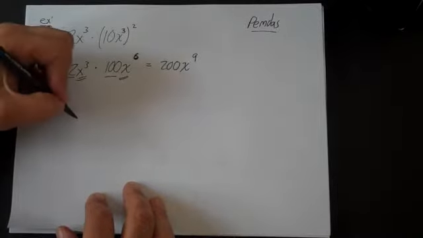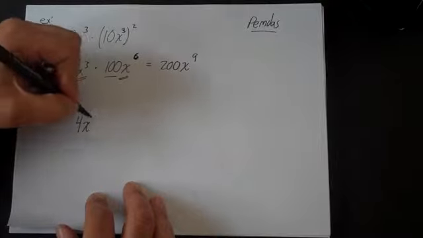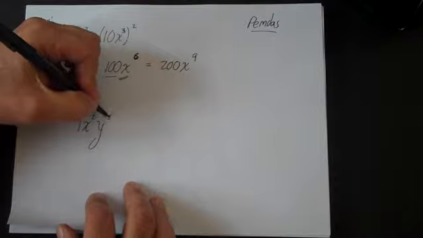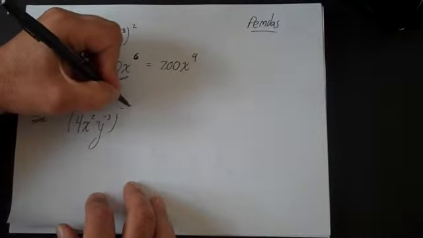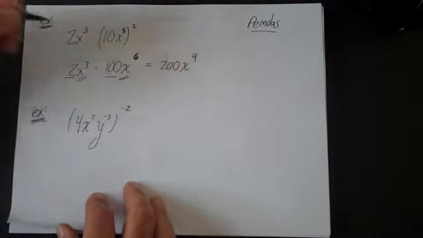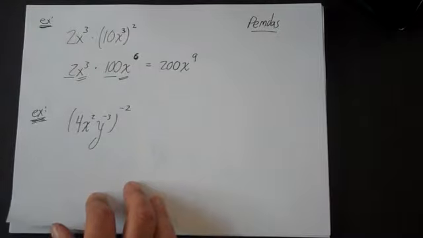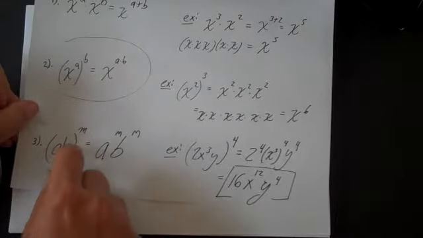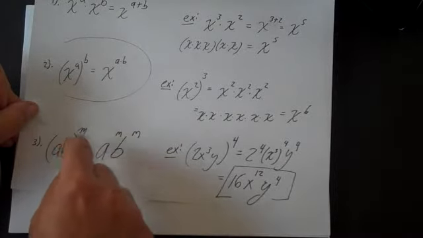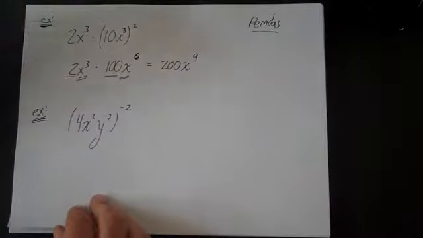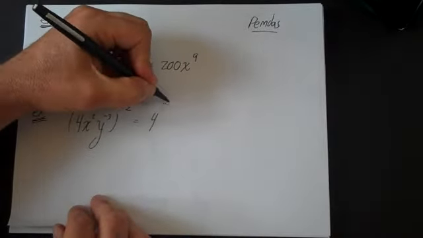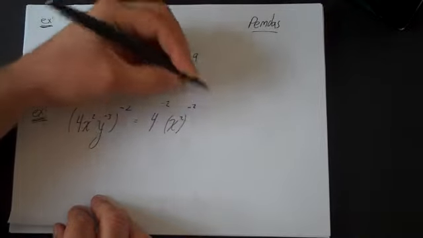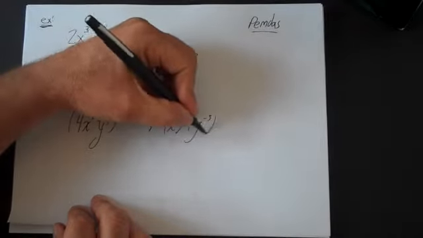Let's look at another example. Let's say 4x squared y to the minus 3, all raised to the minus 2. Well, if we notice rule number 3, if you have something in parentheses raised to a power, then you raise everything in the parentheses to that power. So that's going to be 4 to the minus 2, and then x squared to the minus 2, and then y to the minus 3 to the minus 2.